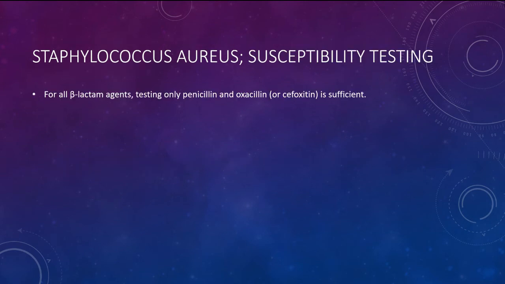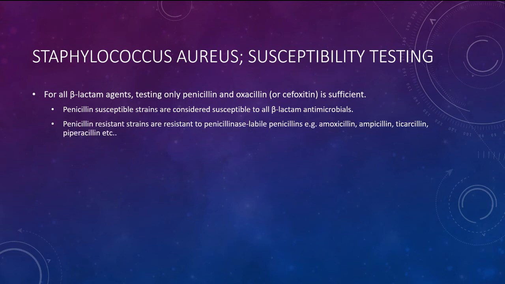For the susceptibility testing of Staph aureus, for all beta-lactam agents, we need to test only penicillin and oxacillin. And actually for oxacillin, we can use cefoxitin. So testing only penicillin and cefoxitin will give you the results for all beta-lactam agents. So if a Staph aureus strain is susceptible to penicillin, it's taken as susceptible to all beta-lactam antimicrobials, while a penicillin resistant strain is resistant to penicillinase labile penicillins, which are amoxicillin, ampicillin, ticarcillin, and piperacillin.